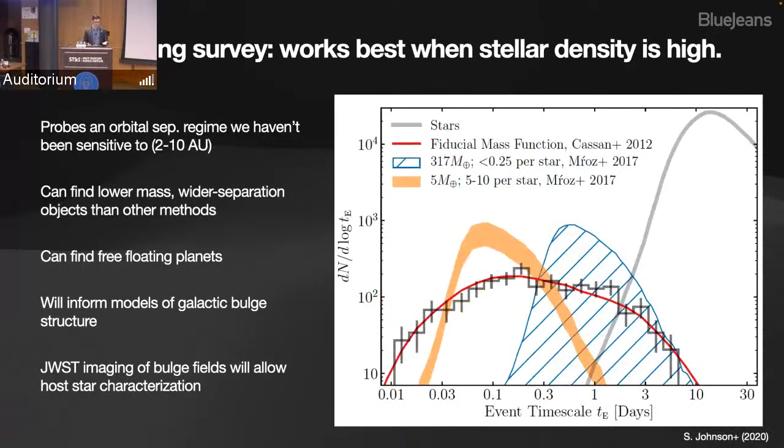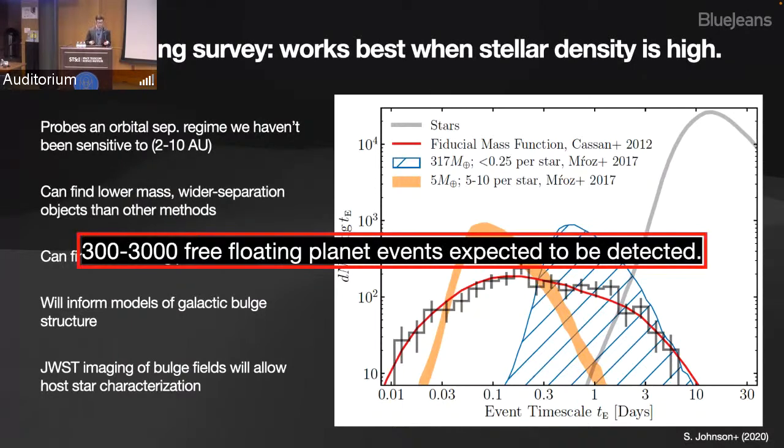And in addition to that, those are all planets in bound systems, but the bulge survey will also be sensitive to free-floating planets. Since we've detected so few of these objects, it's really hard to estimate exactly how many will be detected in the Roman survey. But it's predicted that we'll find between 300 to 3,000 free-floating planet events in this microlensing survey.